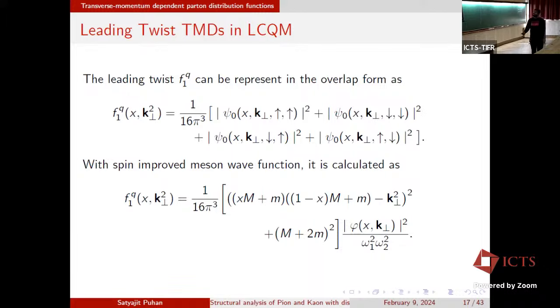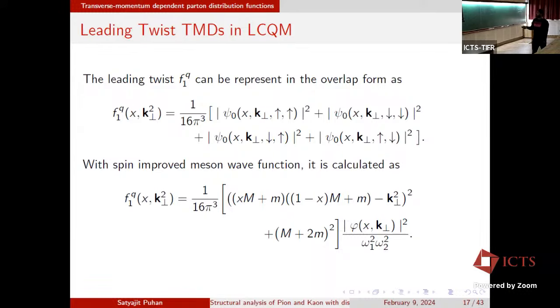The leading twist TMD, this is F1Q, is calculated in the overlap form of different helicity wave functions in the form of this. This is for up helicities, this is down, this is down up, this is down up down, and the form comes like this.